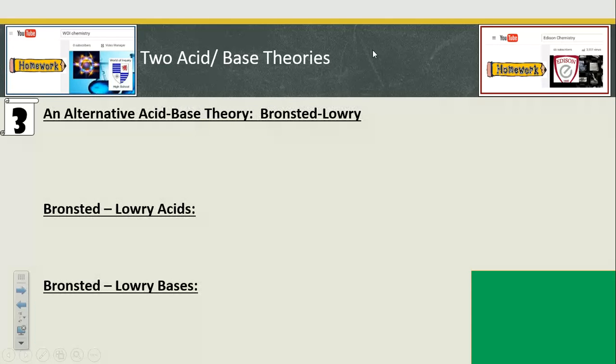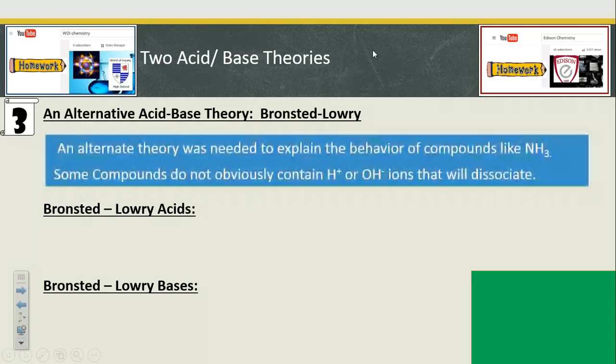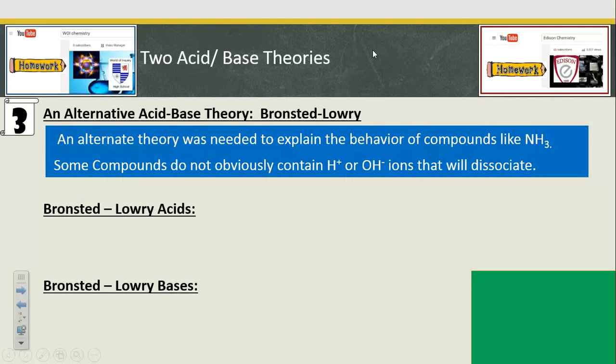The alternate acid-base theory is Bronsted-Lowry's theory, and that's why this theory was created, because aqueous ammonia was known to be basic, but they couldn't explain why. Some compounds do not obviously contain H+ or OH-. So this explanation was created.